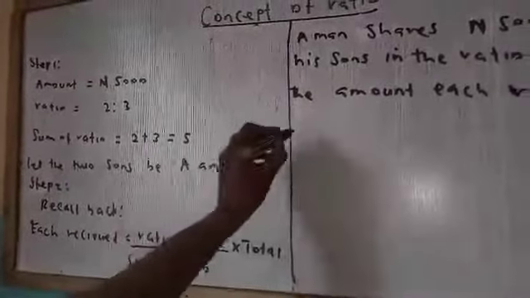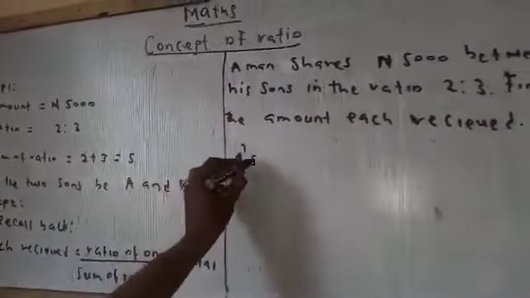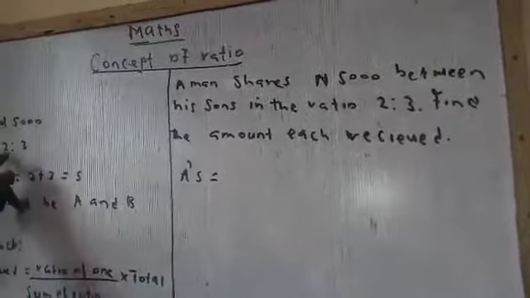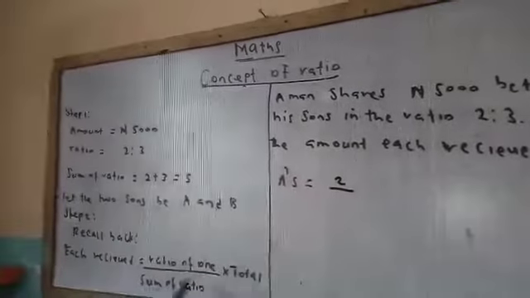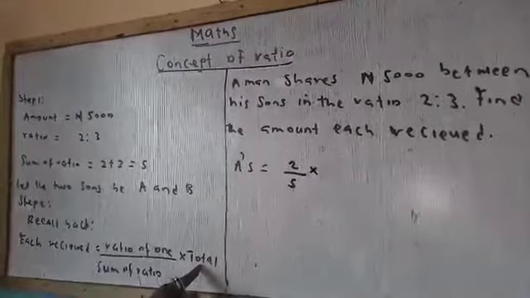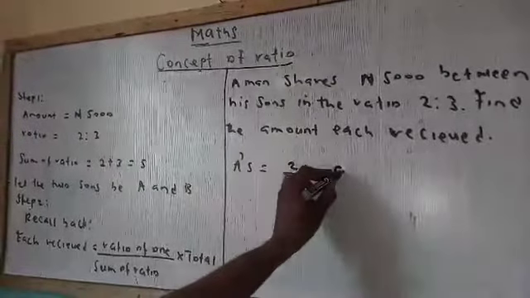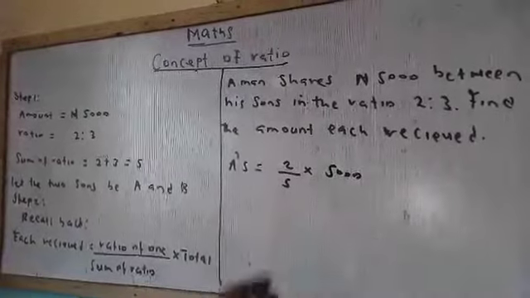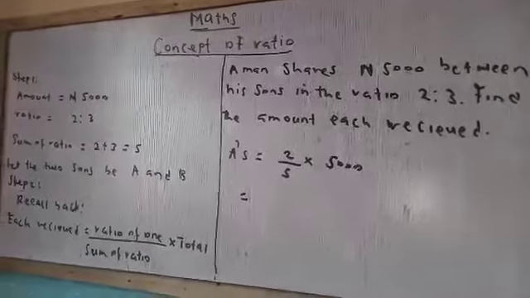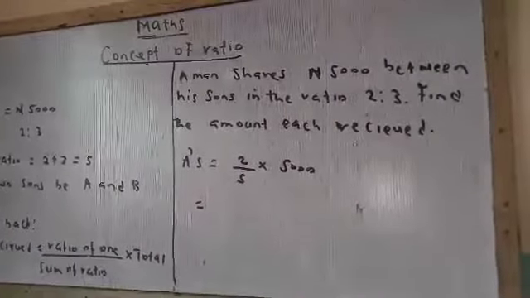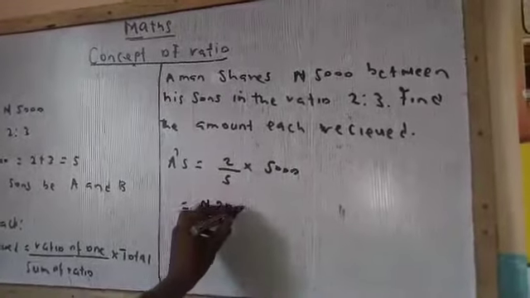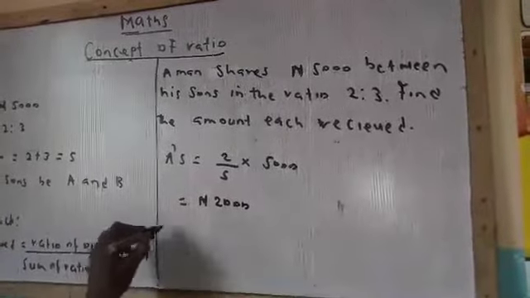So what do we do? We go here. That's A shares. That means the first one, A shares. What's the ratio of A? The ratio of A is 2 over, what is the sum of the ratio? The sum of the ratio is 5 times, what is the total amount being shared? 5,000. So what you just have to do is to multiply. So that is 2 divided by 5 times 5,000. That means A's share is 2,000.